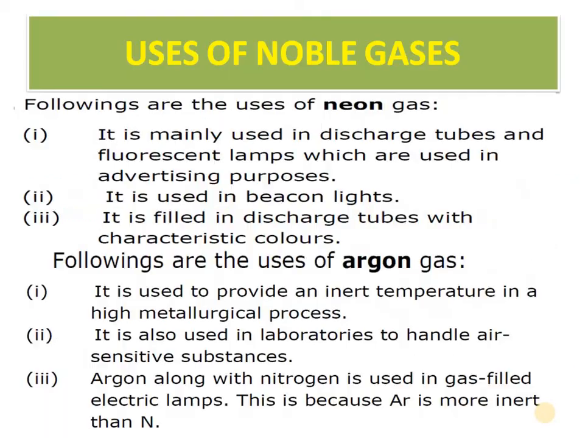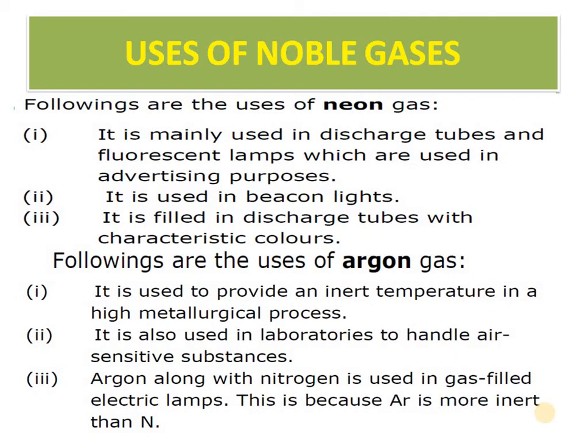Next is about uses of noble gases. Neon is mainly used in discharge tubes and fluorescent lamps which are used for advertising purposes. If you see in the market, there are signboards outside the shops, display boards. That means the gas neon is used for advertisement purposes.